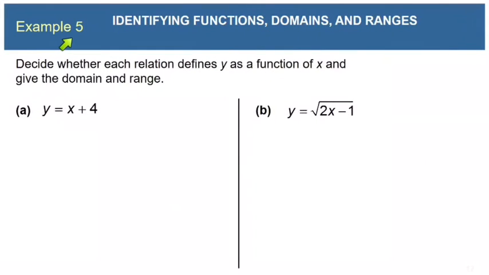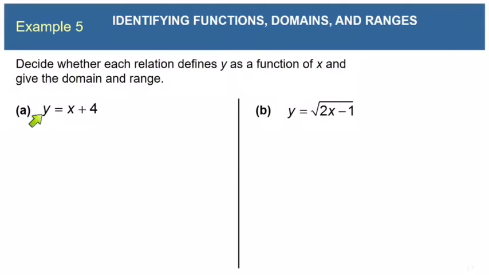Now let's look at example 5 together. This one says, decide whether each relation defines y as a function of x and give the domain and range. Now, looking at an equation and figuring out what its domain and range are can be a little bit intimidating at first, so I want you to be patient with yourself and maybe come back to this example several times and think through it several times so that it will stick with you. It's one of those things that comes and goes until you have a really good hold on it.